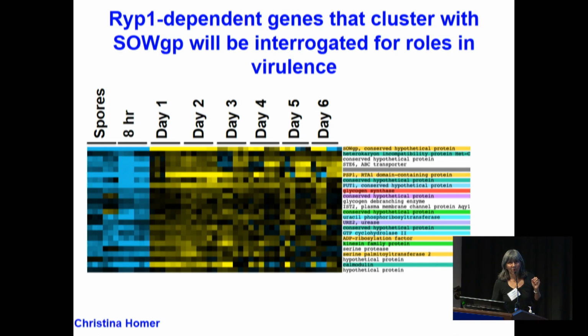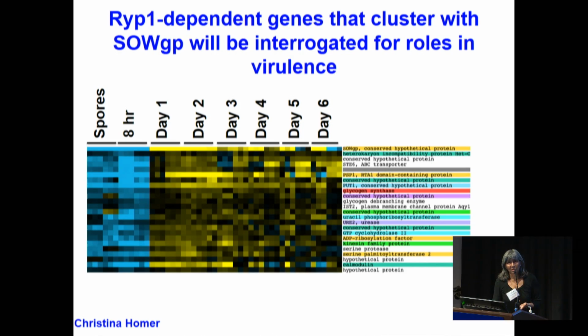I'll just point out that this cluster includes a urease transcript, and that urease gene was previously shown also to be important for virulence. There's only a handful of known virulence factors in Coccidioides, and this type of discovery work we hope will be really important for identifying new molecules and pathways that are important for virulence.